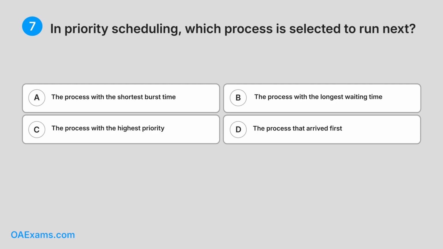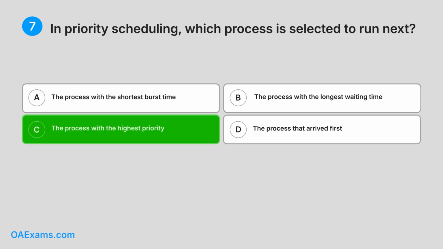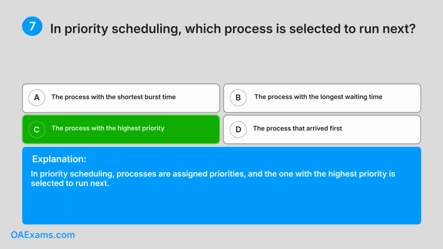Correct answer: C. The process with the highest priority. Explanation: in priority scheduling, processes are assigned priorities, and the one with the highest priority is selected to run next.